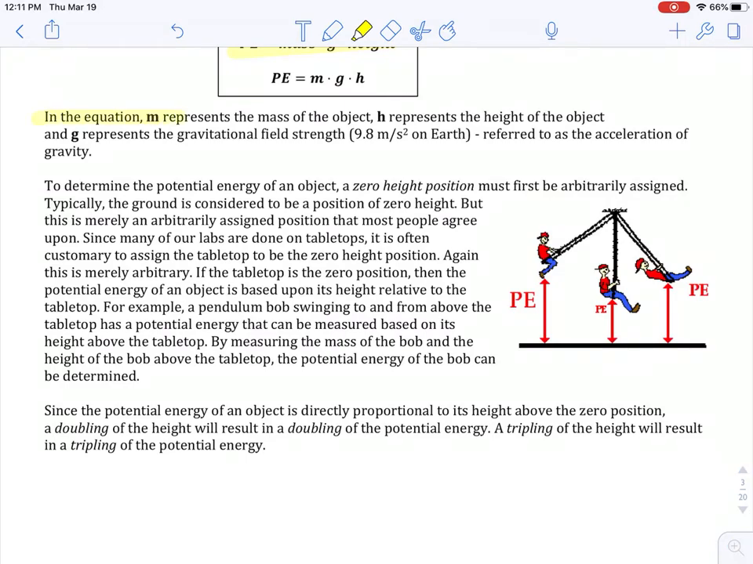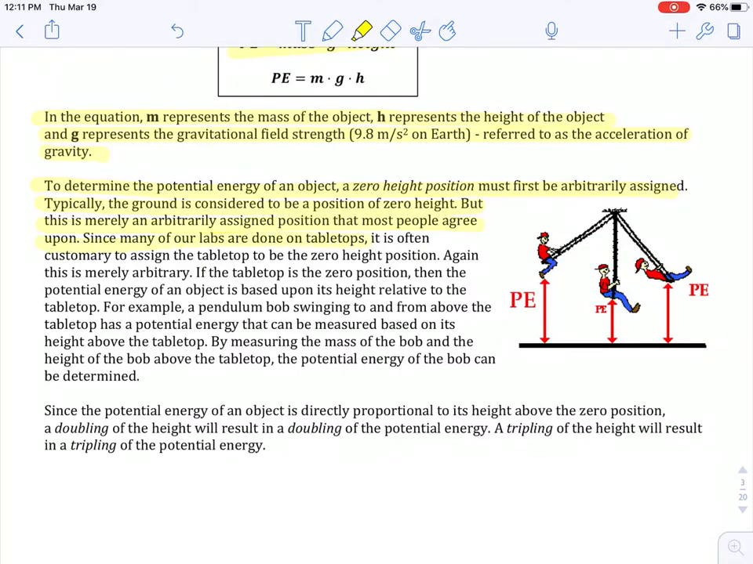In the equation, m represents the mass of the object, h represents the height of the object, and g represents the gravitational field strength, 9.8 meters per second squared on Earth, referred to as the acceleration of gravity. To determine the potential energy of an object, a zero height position must first be arbitrarily assigned. Typically, the ground is considered to be a position of height 0, but this is merely an arbitrarily assigned position that most people agree upon.